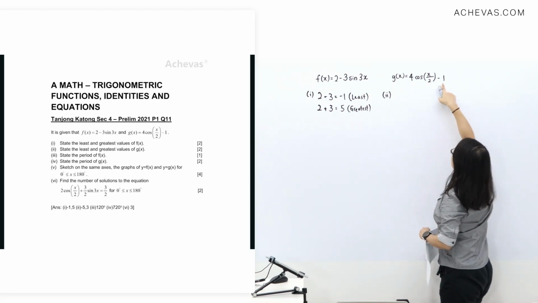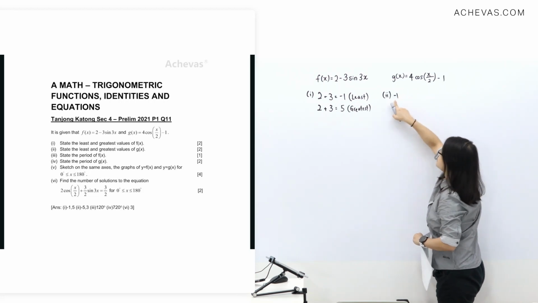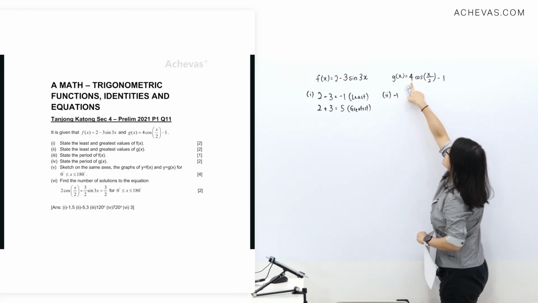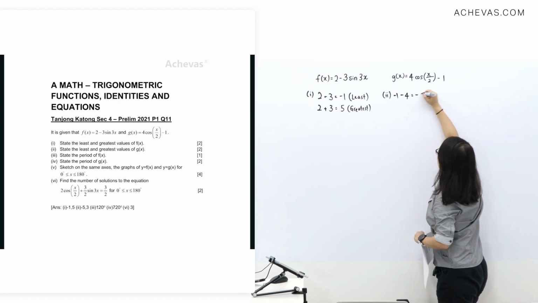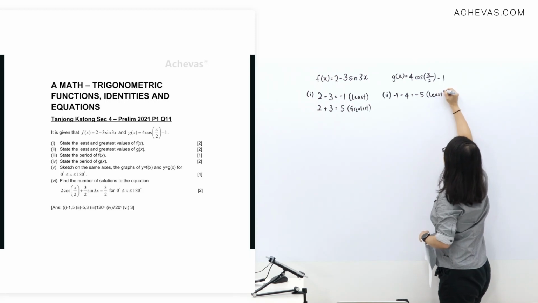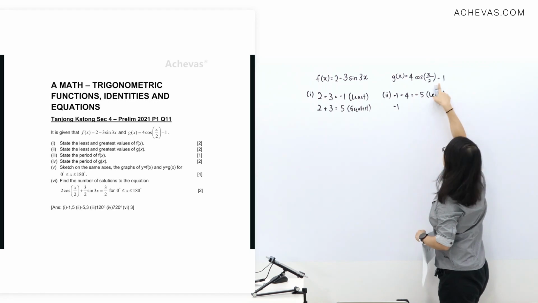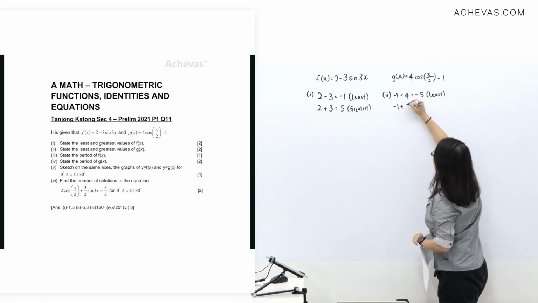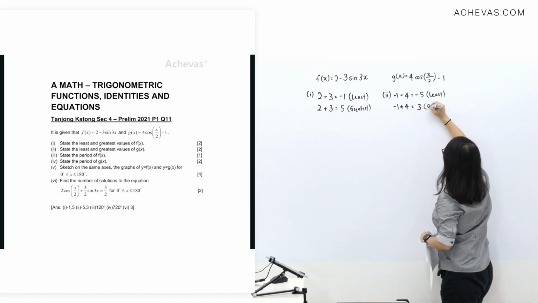Then we're going to do the same thing for question number 2. The standalone number is this number here, negative 1, which is the middle of the graph. And then we are going to minus this number in front of the trigo, minus 4, we get negative 5, which is the least value of g(x). Then we do the same thing, middle value, we add 4. Here we get 3, which is the greatest value of g(x).